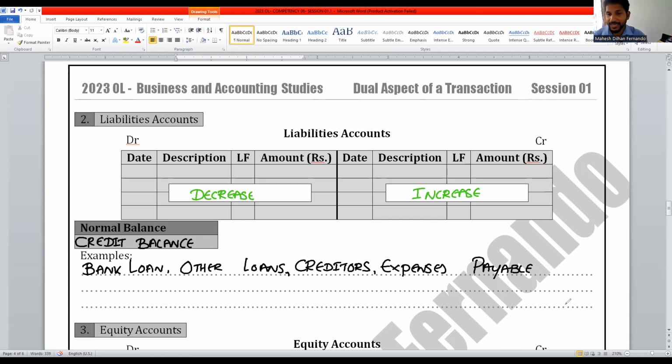Examples of cash at bank. Sometimes cash at bank.